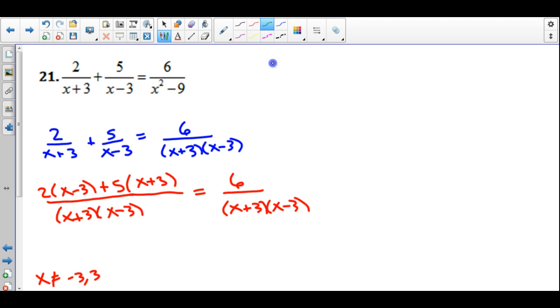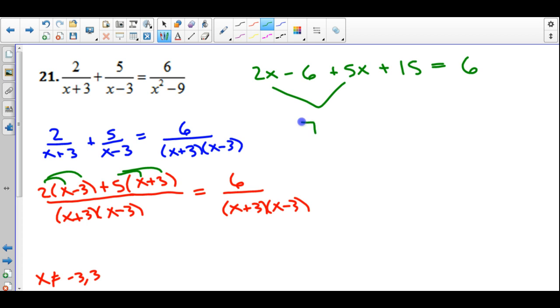So what I'm going to do is keep my numerator, and I'm going to distribute, and then we'll just solve from there. So 2 times x is 2x, 2 times negative 3 is negative 6, and then plus 5x plus 15. And I'm going to set that equal to positive 6. So at the very end, let's just simplify. This is going to give me 7x plus 9 equals 6. Because of the negative 6 plus 15, that's where I'm getting 9.